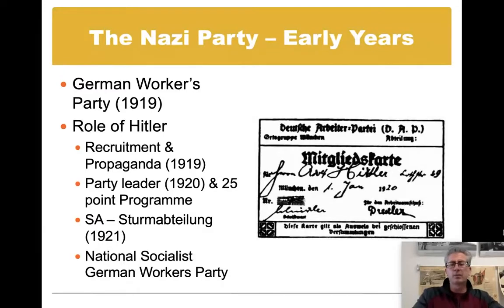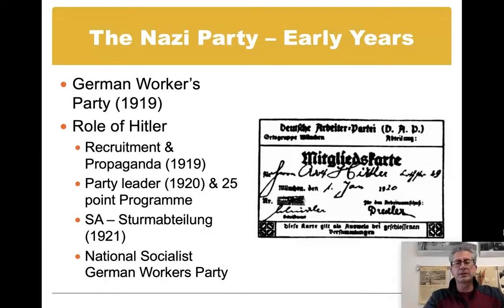Also in 1921, they form a group known as the SA, and the SA acts like a paramilitary group. The goal of this group is to further spread the ideas of the German Workers' Party, but also focus on propaganda as well as crowd control.